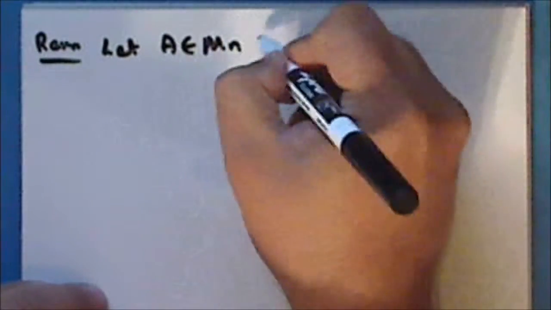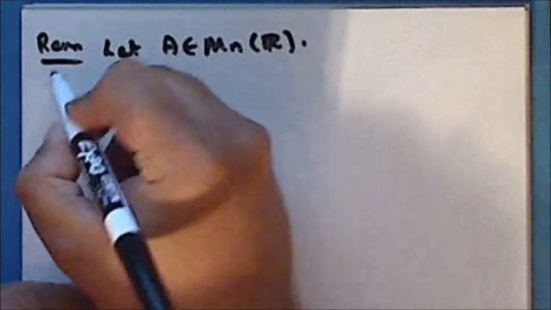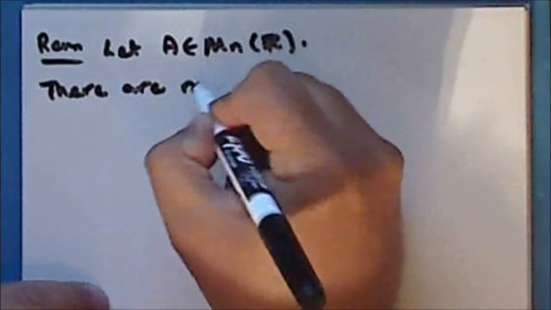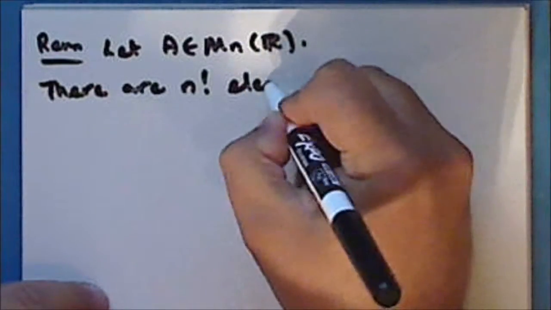So let's look at the general case. Let A be a square matrix of order n with row entries. There are n factorial elementary products.